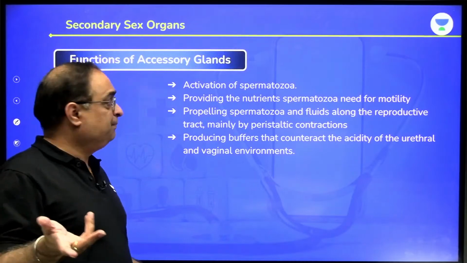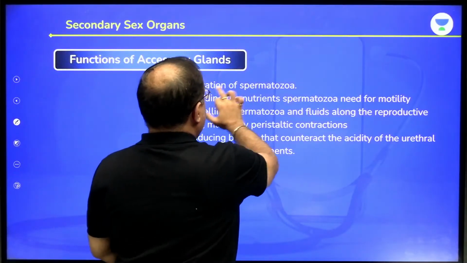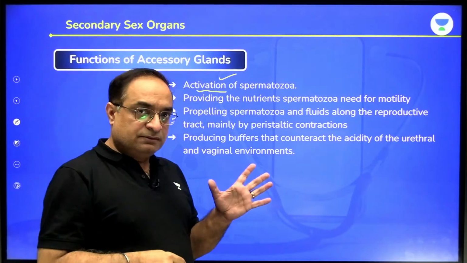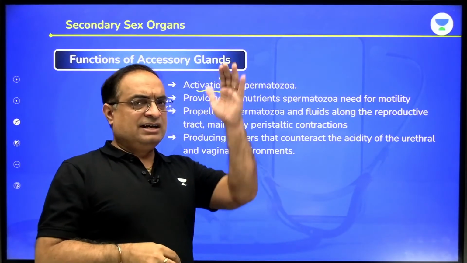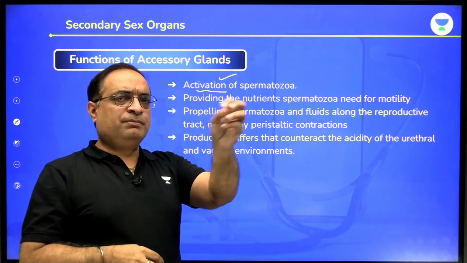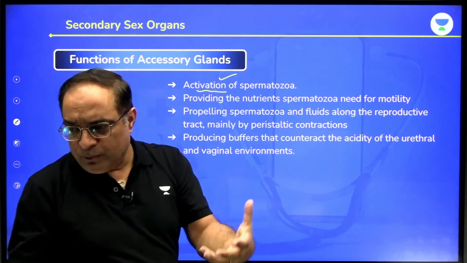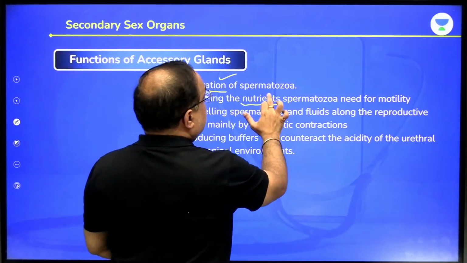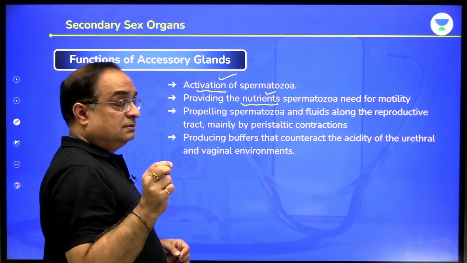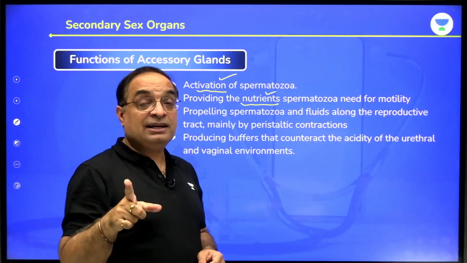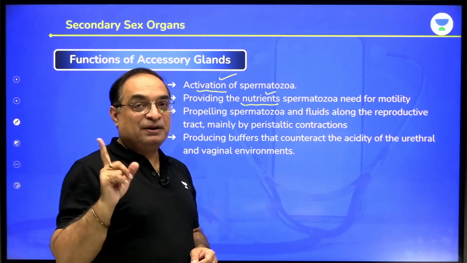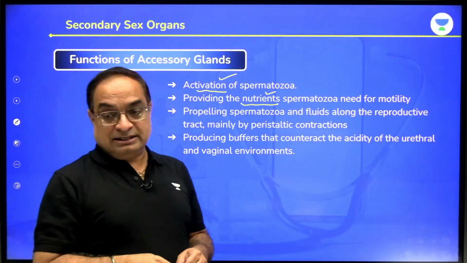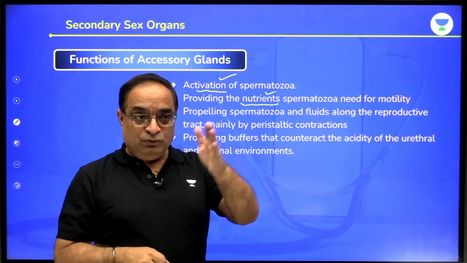What do they do? Their secretions are going to activate the sperms. Sperms are produced by the testes, but they're not active. As we move ahead, when the secretions from different glands come, that will activate the sperms. Second, nutrition, very important. Sperms are very, very small cells. Sperm is the only cell in the body which has flagella. The human body has no other flagella. Remember this. Sperms move with the help of flagella.